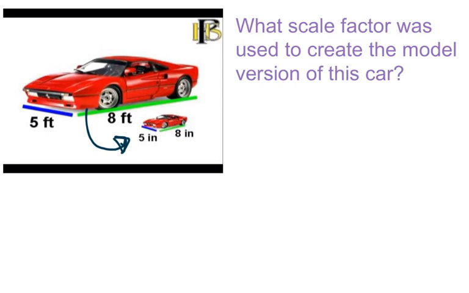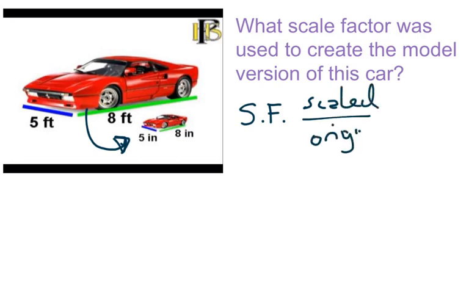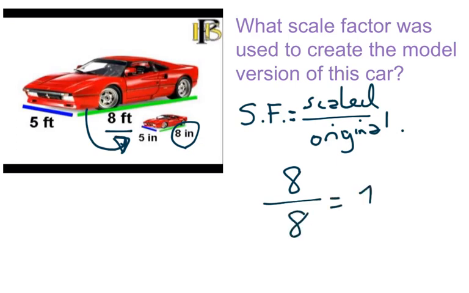Now we know the formula for scale factor. It is the distance of the scaled image divided by the distance of the original. Now you'll notice something goes wrong here. If I take the distance of the scaled one, for example 8 inches, and I divide it by the original distance, 8 feet, and 8 divided by 8 gets me 1. But that doesn't make sense, right? Because we know a reduction has to have a scale factor of less than 1.